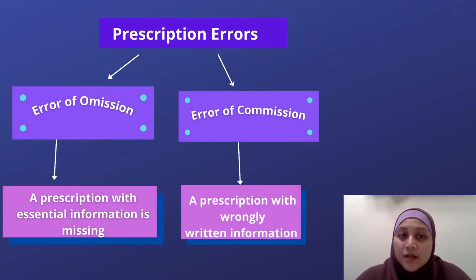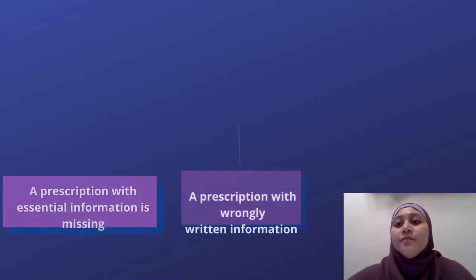Now, let's discuss further details about prescription errors. Prescription errors can be divided into error of omission and error of commission. So, what is the difference between these two? The error of omission is a prescription with missing essential information. What about error of commission? Well, it is a prescription with wrongly written information. So please know the difference between these two types of prescription error.